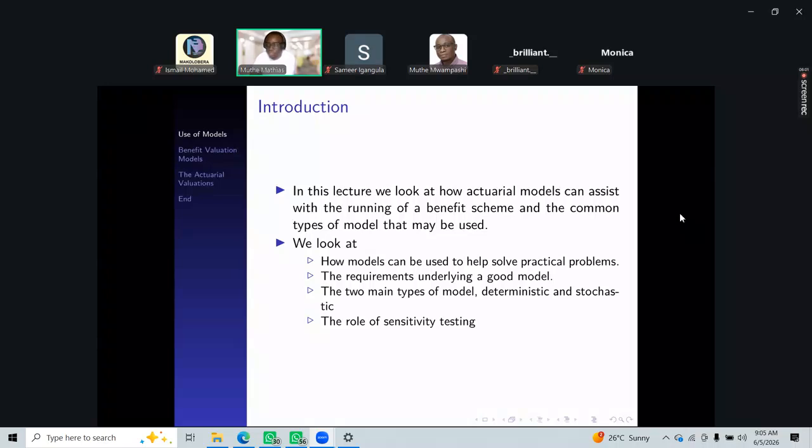And again, what is the requirement of a good model, right? Because you have to pay attention to a number of features of a model, like maybe a parsimonious model, or a complex model. So which one should you use, for instance? And also, we have two types of models which we are going to discuss here. We have deterministic models, and also we have stochastic models. And also, of course, we shall talk a bit about the role of sensitivity testing, right?